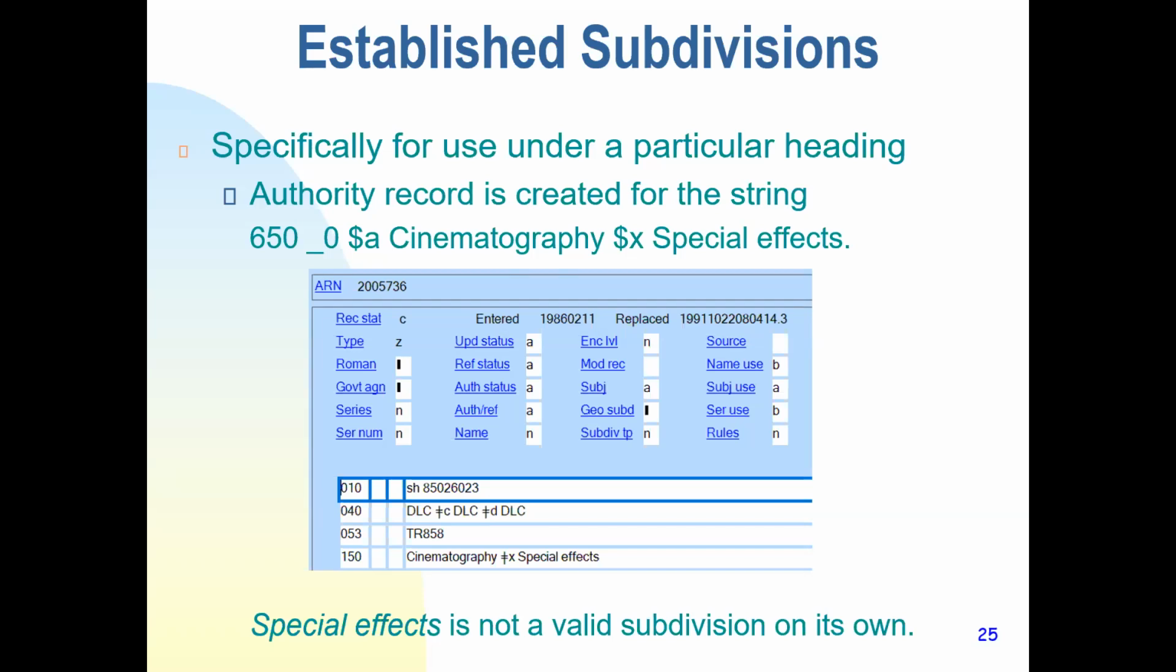So sometimes LC just creates an authority record for a complete string, and then you don't have to figure it out for yourself. It's usually when there's a huge bunch of records that would use that.